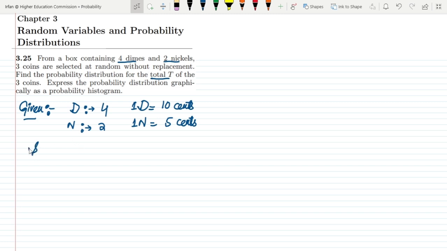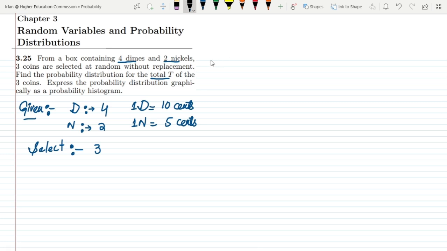Okay, so we have to select how many coins? 3 coins without replacement. What is meant by without replacement? Once a coin has been selected, it will not be put back into the original number of coins. Okay, so this is the without replacement. So now what do we have to do? We have to find the distribution for the total of the 3 coins.